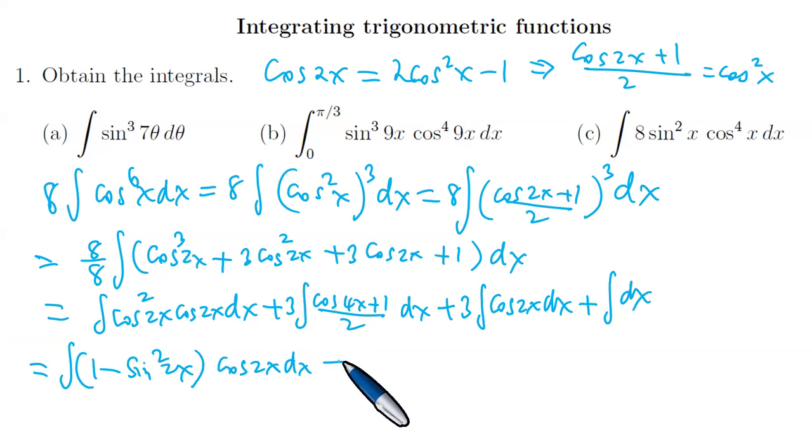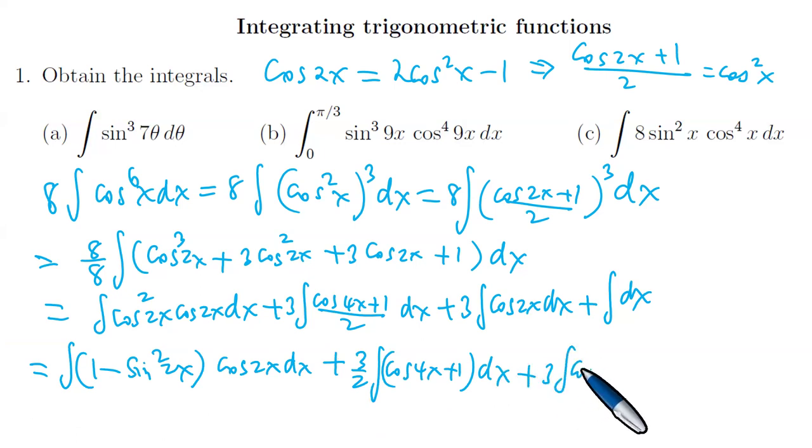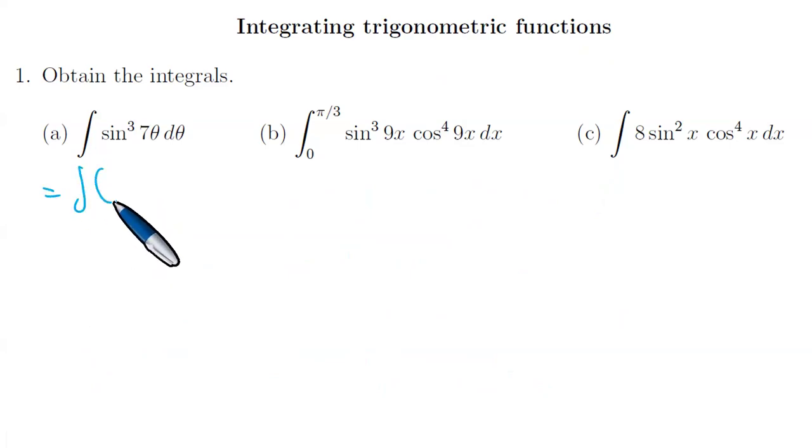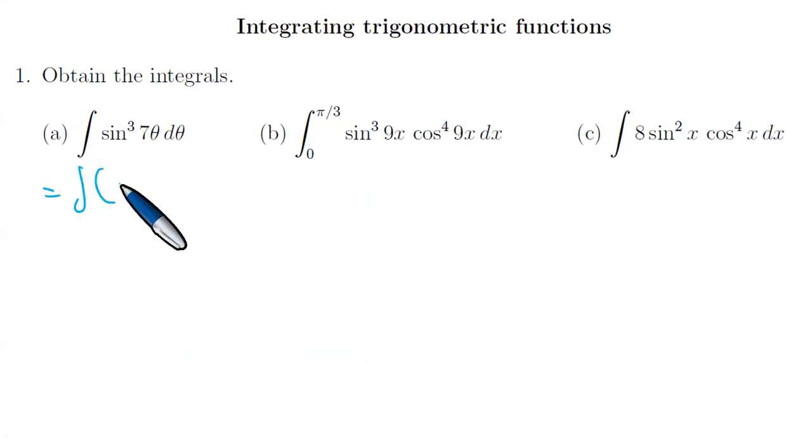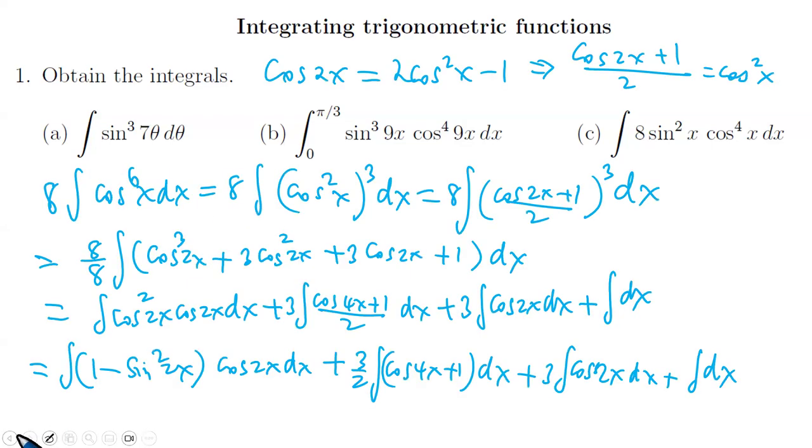Now this one becomes exactly 3 over 2, the integral of cosine 4x plus 1 dx plus 3, the integral of the cosine 2x dx plus the integral of dx. Okay, now let us check what we have here. So this one is the integral of 1 minus sine squared 2x, cosine 2x.